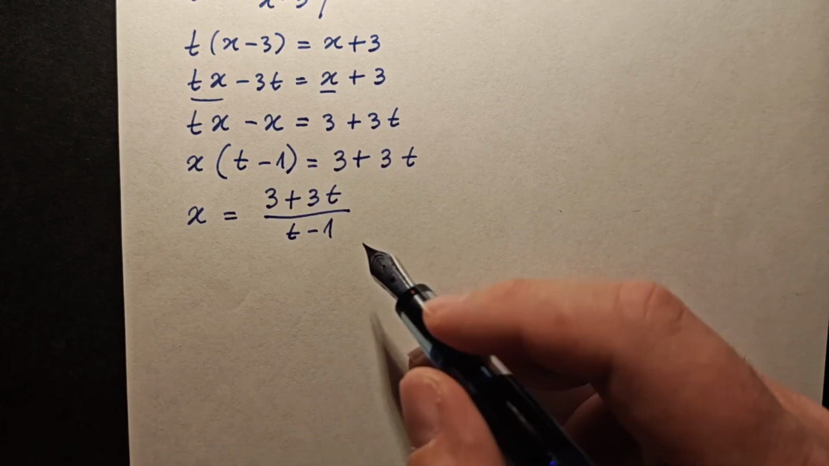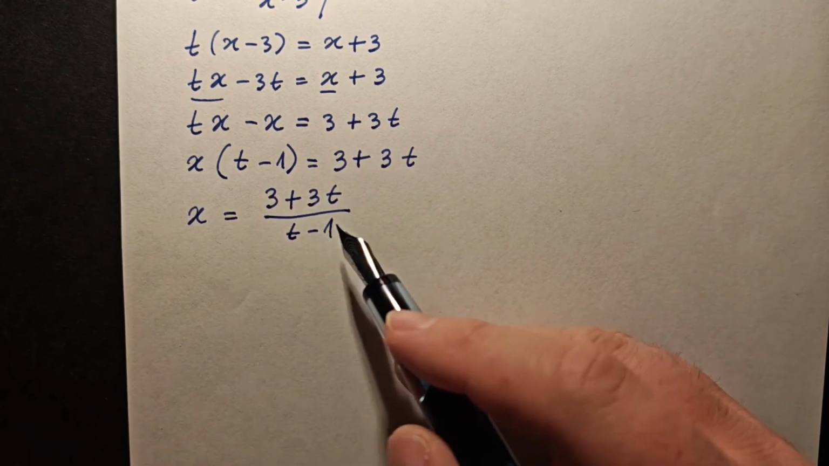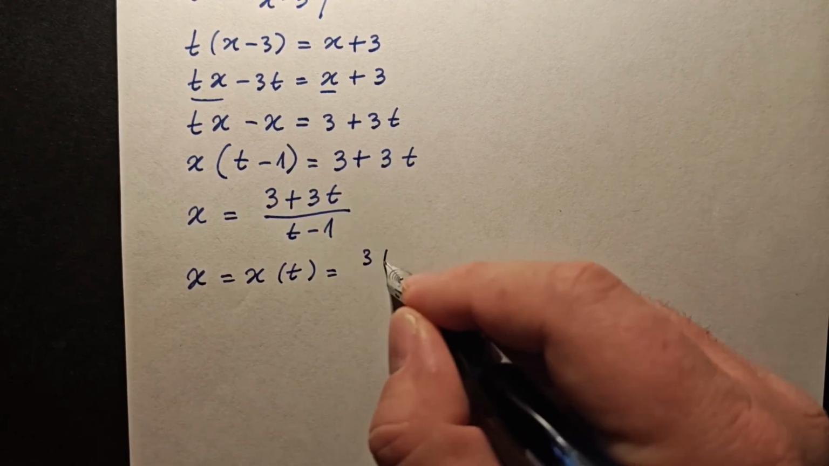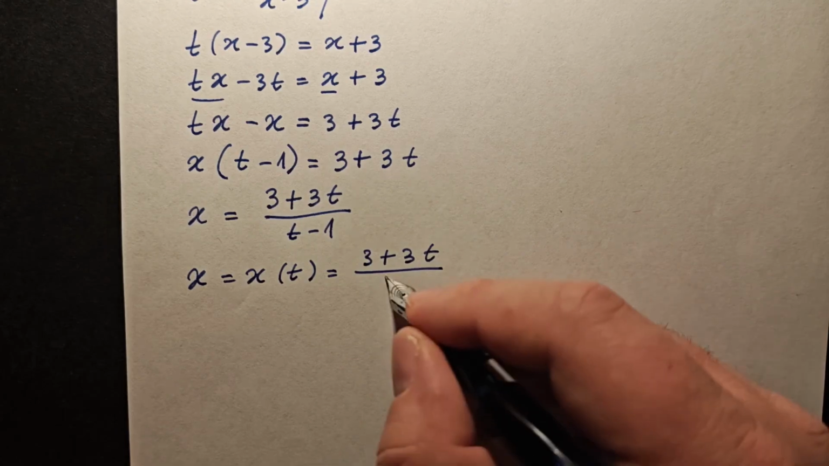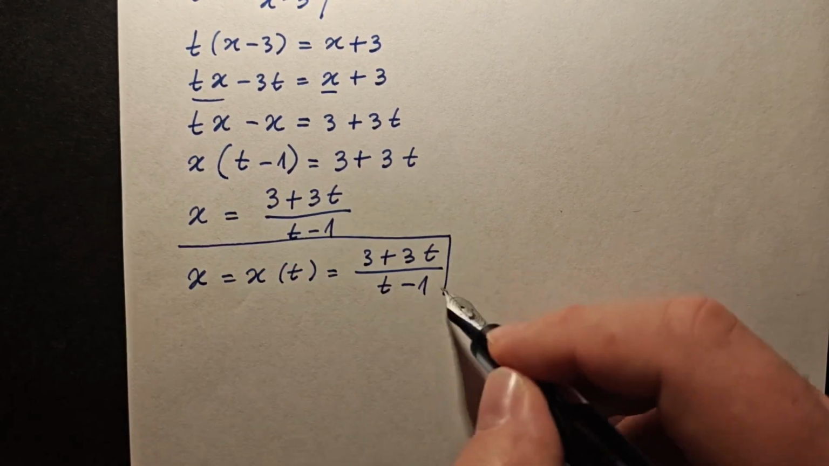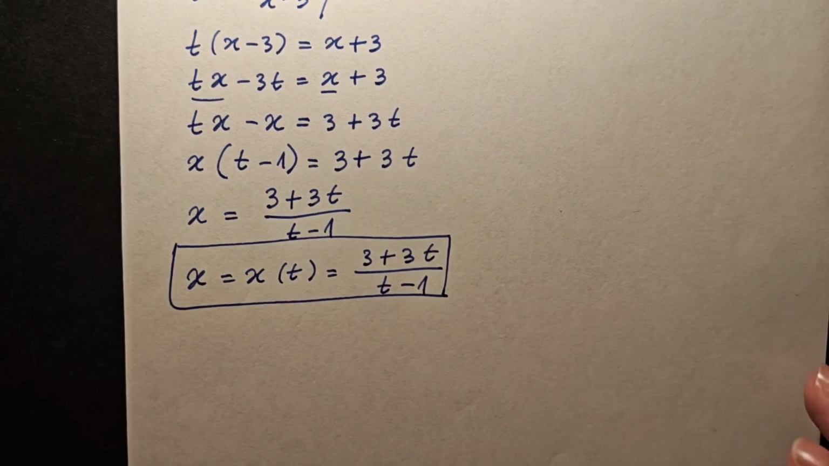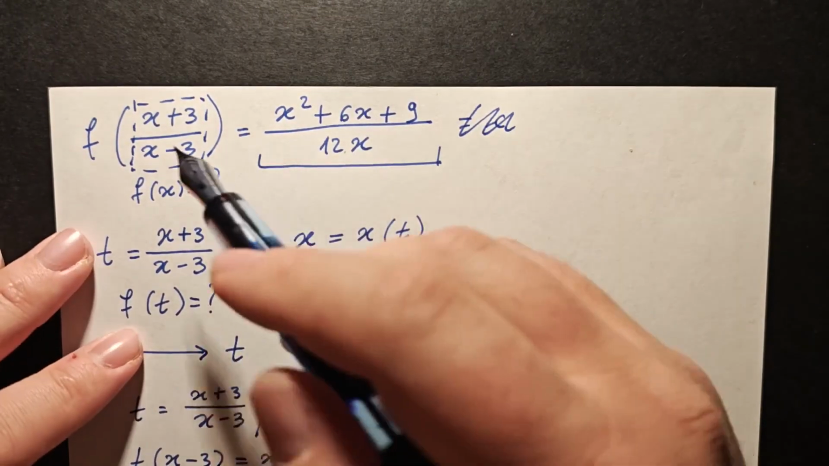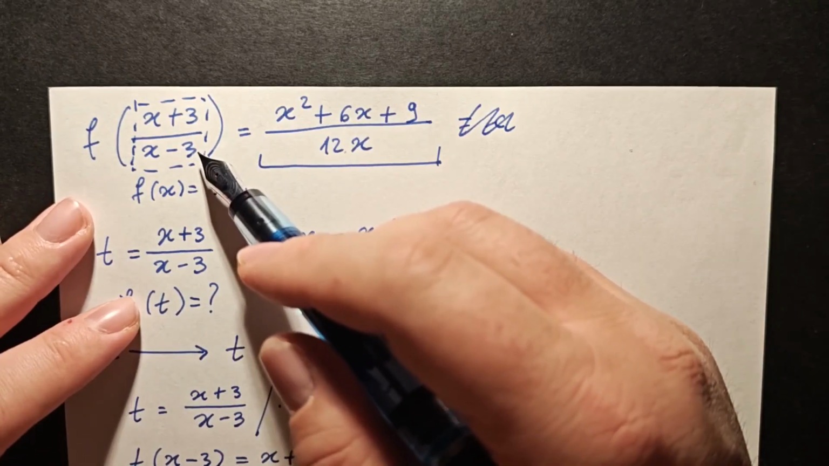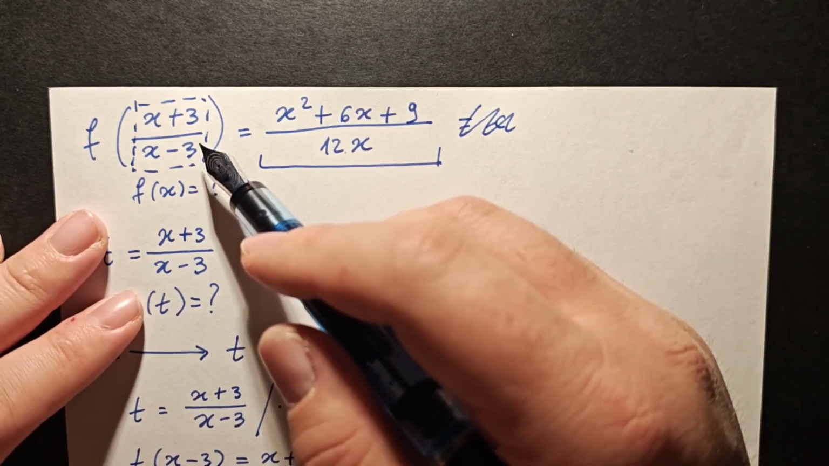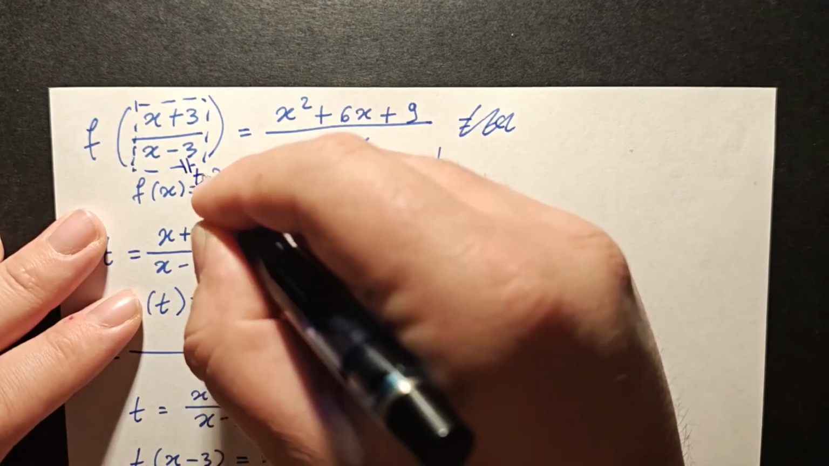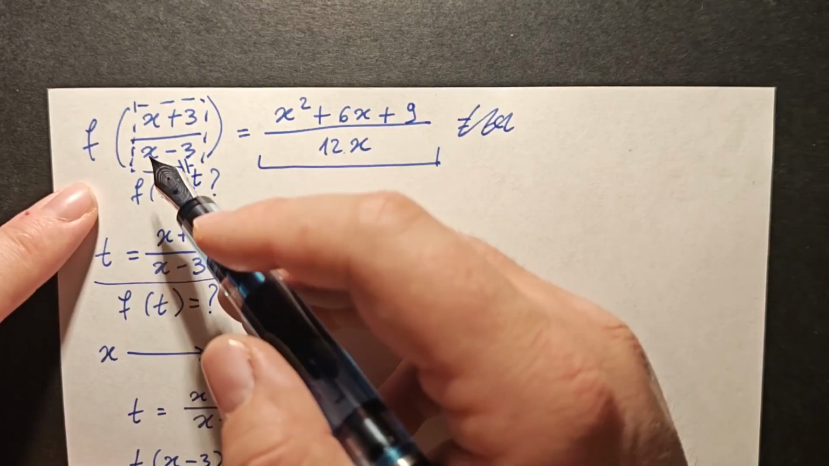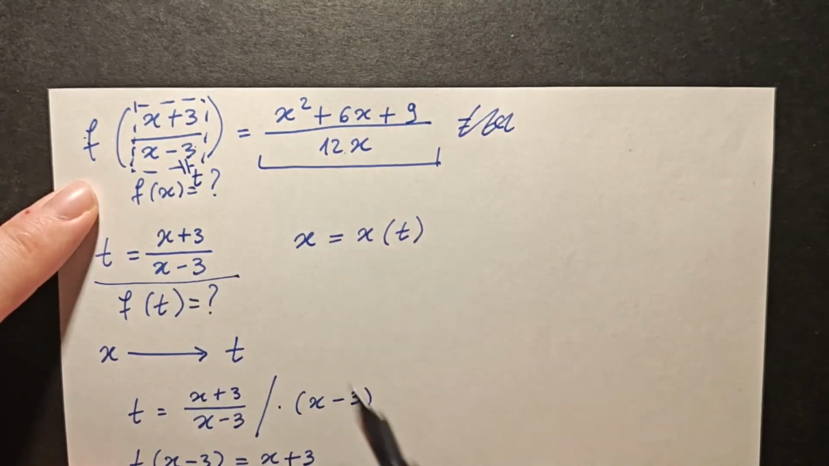And as you can see, this is x in terms of t. So x in terms of t is equal to (3 plus 3t) divided by (t minus 1). And that is one part that we need. Let's observe the starting problem. We have f of (x plus 3) divided by (x minus 3), and we know that that entire part is equal to t after our substitution. So we effectively have f of t.